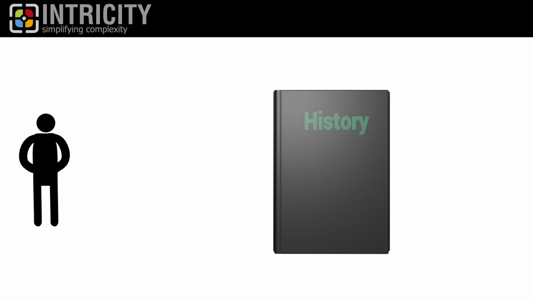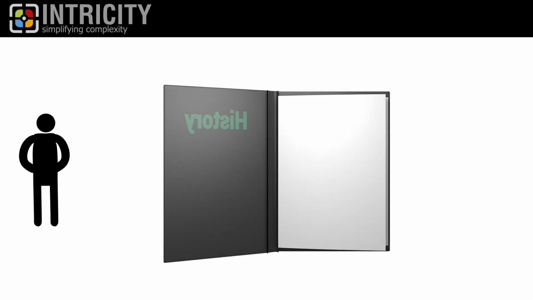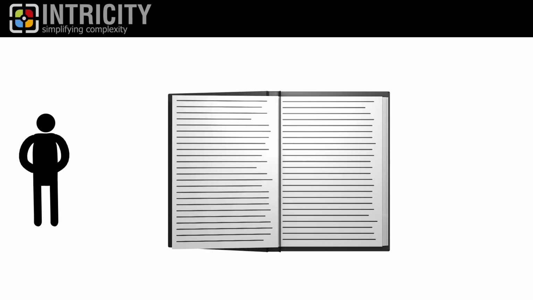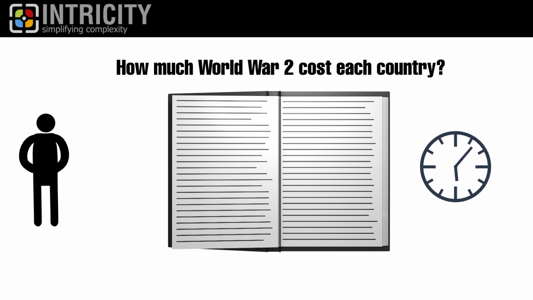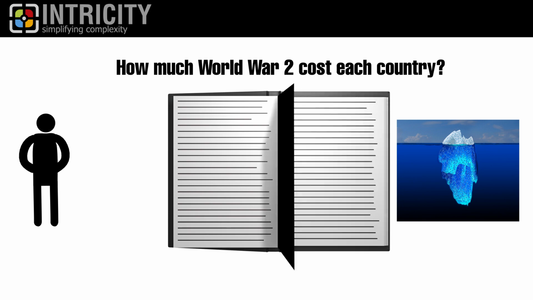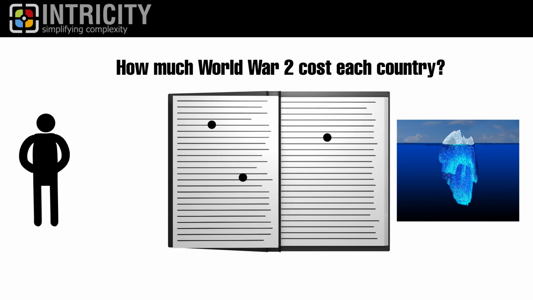Imagine I gave you a college history book, but in this book, there are no titles, no chapter headings, no subheadings, just 500 pages of textbook-sized reading. Now, imagine I asked you to try and find out how much World War II cost each country. It would certainly take you quite a bit of time to come up with the answer, especially because I'm asking a deeper level of specificity. I don't just want to know where World War II is in the book, I want to know exactly how much it cost each country.